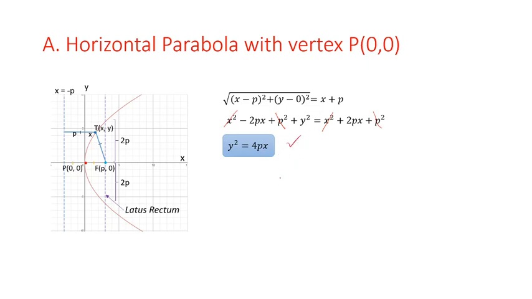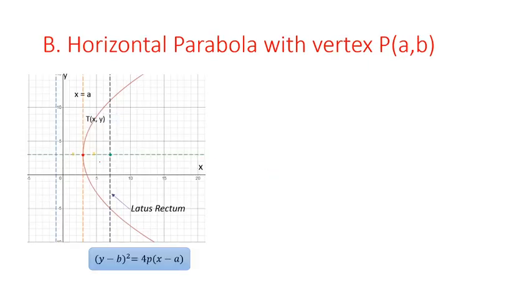Then let's go next. What if the parabola is now translated to the vertex a, b? Suppose the parabola is translated to this vertex a, b. Then what we have here, first, the focus will still have the distance of p from the vertex. So now it goes to p plus a, b. The position of the height will be still parallel with a, b. Yes, it has the same height.